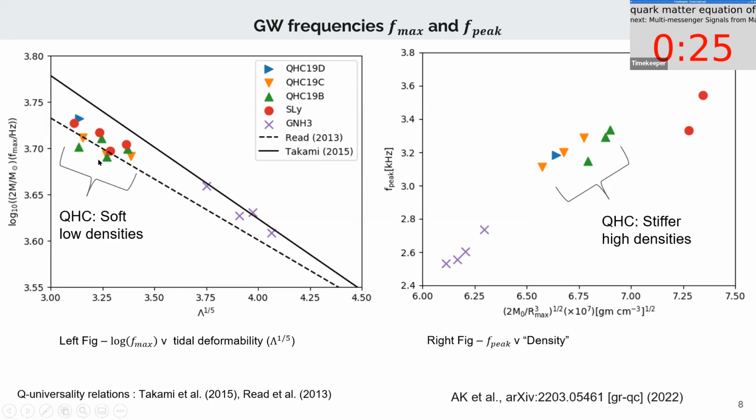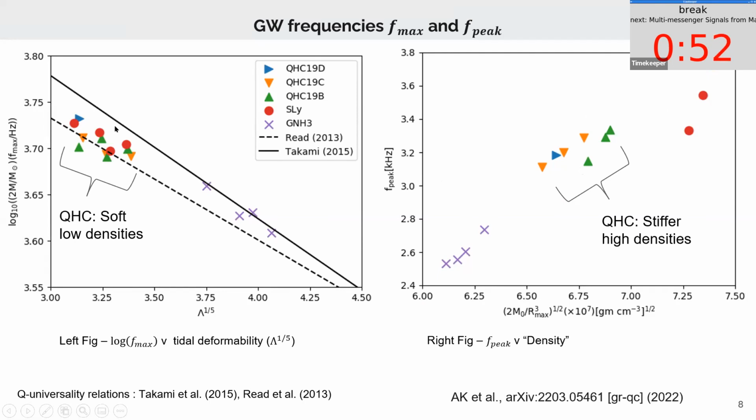Particularly, on the plot on the left-hand side, you're seeing Fmax, which is a pre-merger frequency, plotted against tidal deformability. And the thing to notice is QHC is hanging out along with the SLY EOS, and GNH3 has separated out. In the post-merger plot on the right-hand side, SLY and GNH3 are both separate, but QHCs are right in between. They're not hanging out with SLY, nor with GNH3. So now they're behaving a little bit stiffer.